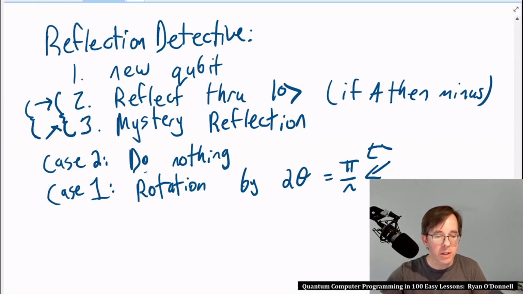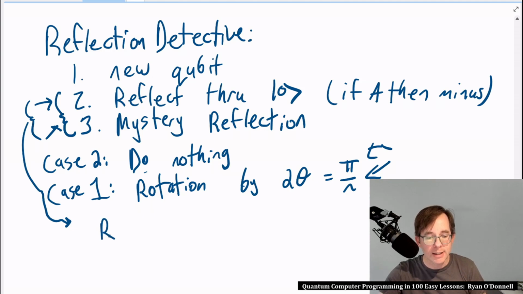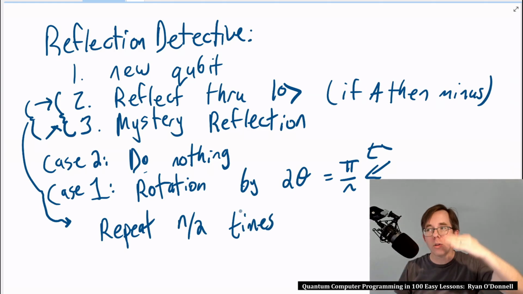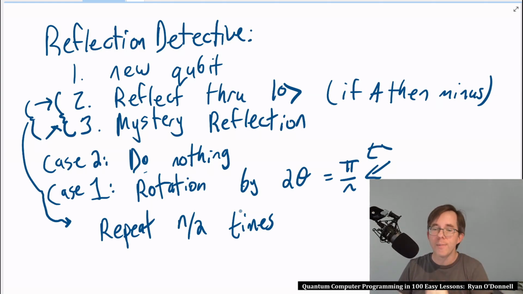All we have to do is what we did in the previous part of this lesson, which is just repeat this n over 2 times. Okay, and then in case 2, when we start with ket 0, it'll end up at ket 0. And in case 1, if we start with ket 0, it'll end up at ket 1. So if we put a measurement in at the end, we'll be able to tell the difference.